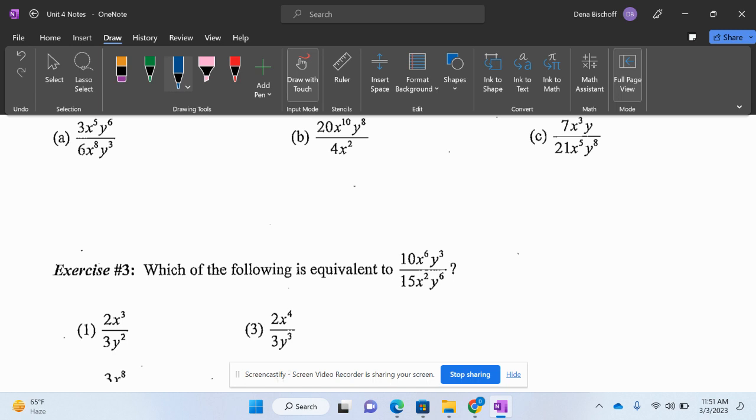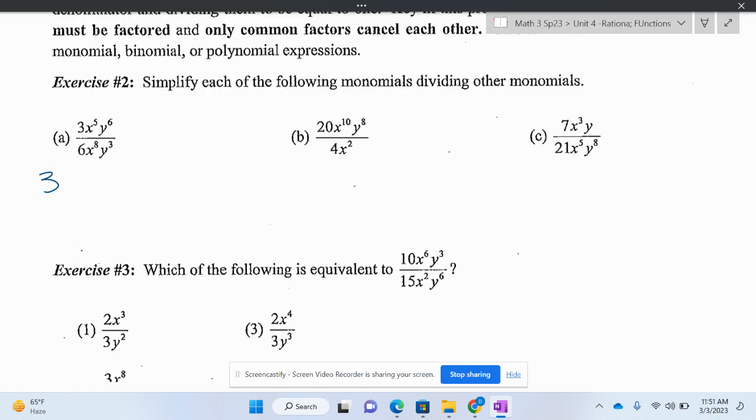So I'm going to simplify the numerator first. The numerator is 3 x to the 5th y to the 6th. X to the 5th means x times x times x times x times x. And y to the 6th means y times y times y times y times y times y. That's really what the numerator means if I break it down into prime factors.